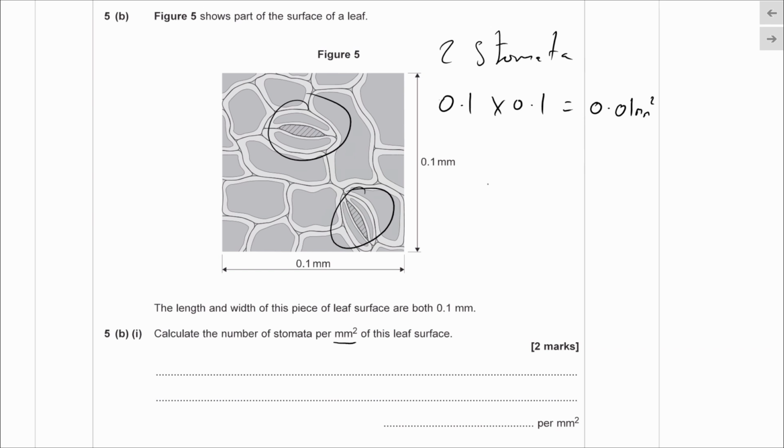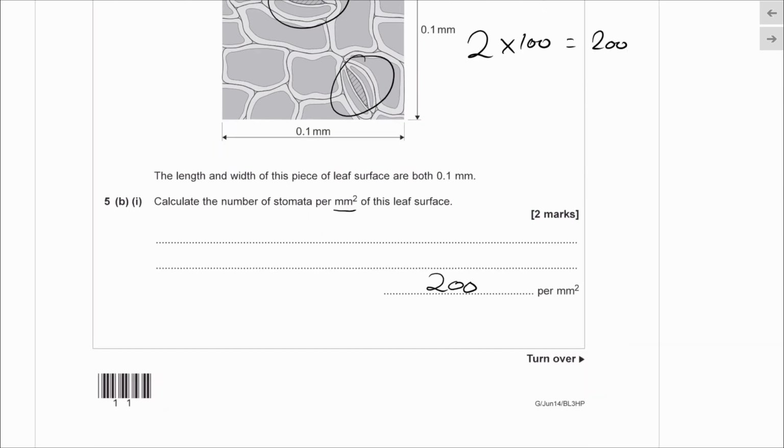So what I need to do is, well, how do I get 1 from 0.01? I times by 100. So I need to times the amount of stomata by 100. So it's going to be 2 times 100 will give me 200 stomata. And that is going to be my answer. It's going to be 200 per millimeter squared. Right, so I'm going to put down here 200 per millimeter squared. All right, so let's move on.